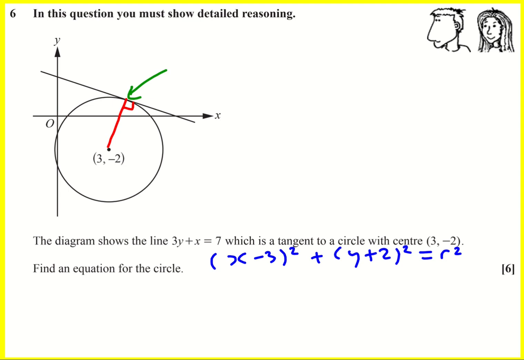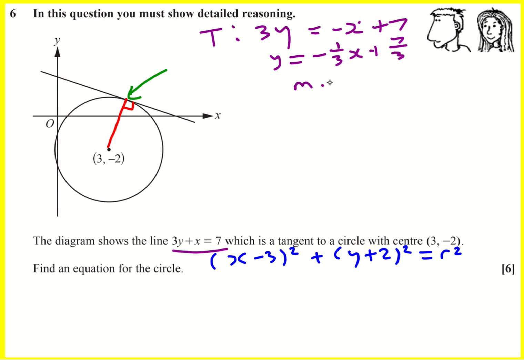So first of all, I'm going to do this first method, and it's going to be to get the gradient of the tangent. Now I can rewrite it. Remember, it's here, 3y + x = 7, so we can write 3y = -x + 7. So y = -1/3 x + 7/3, and m, the gradient, is equal to -1/3. For the normal, we then take the negative reciprocal, and m is going to be 3.